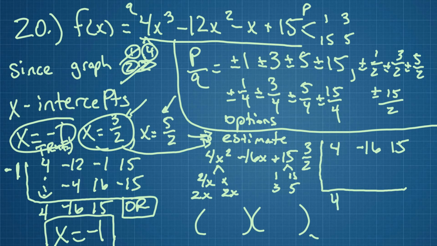So I drop down the 4. 4 times 3 is 12. Half of that is 6, so I put a 6 here. If you want to use your calculator, you could just do 3 over 2 times 4. It'll give you 6. I end up with negative 10. Negative 10 times 3 is negative 30. I cut it in half. That gives me negative 15. No remainder. That means 3 halves works.